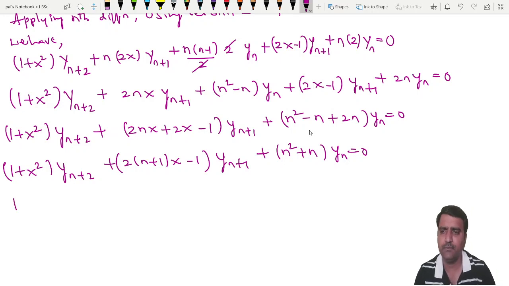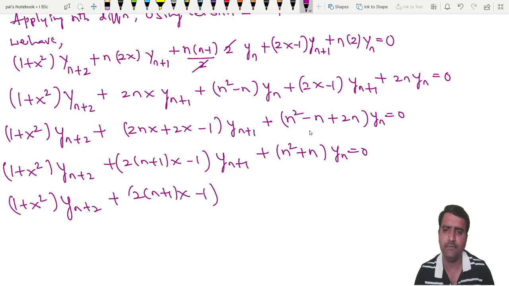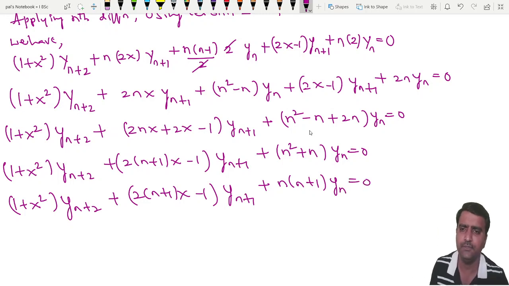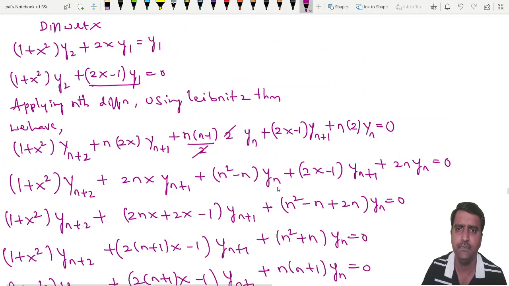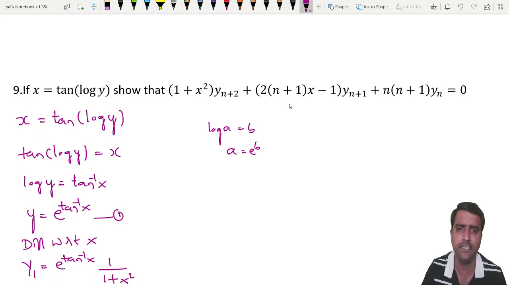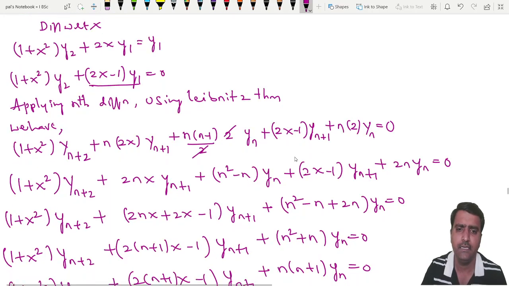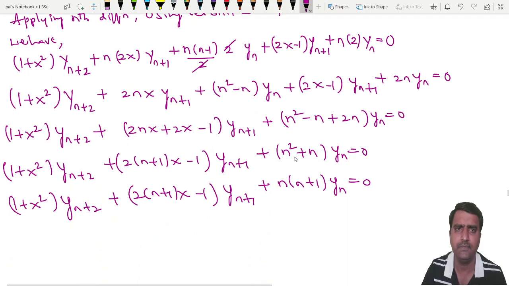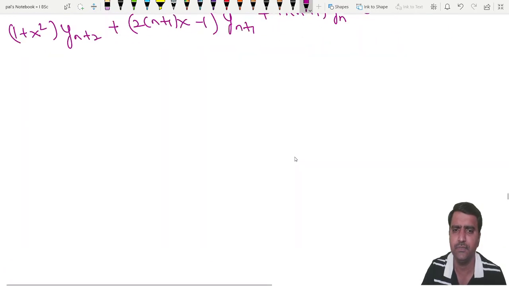So again this is 1 plus x square into yn plus 2, plus 2 into n plus 1 x minus 1 into yn plus 1, plus you can take n common factor, n into n plus 1 of yn is equal to 0. So that is the required result. That same result is given: 1 plus x square into yn plus 2, plus 2 into n plus 1 x minus 1 into yn plus 1, plus n into n plus 1 of yn is equal to 0. So like this you can show the results.